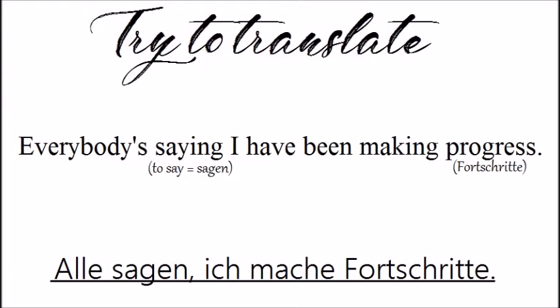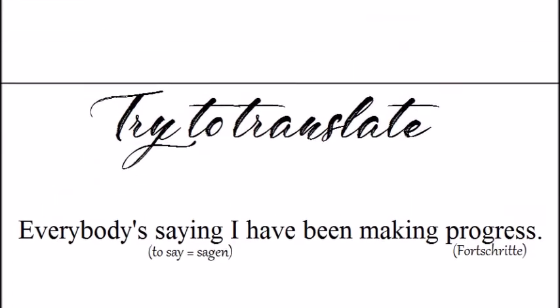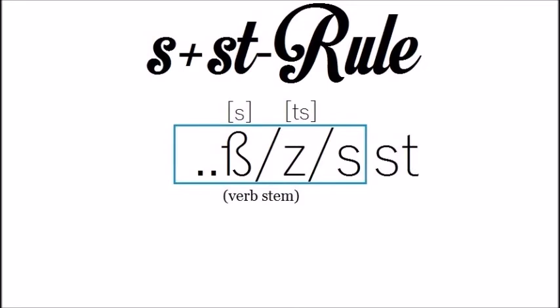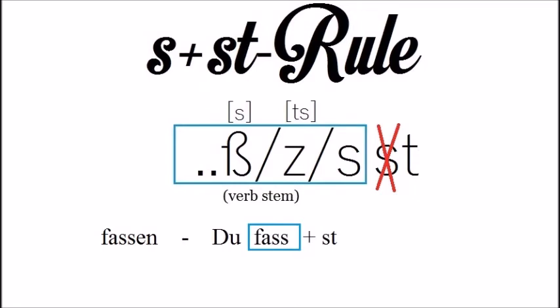Okay, that's the basic concept, but there are some more things you need to know. First, there is a rule for the st ending, that if the verb stem already ends in an s, then you don't write a second s. That is the case with the letters s, ss, ß and z, which all have an s sound. For example, fassen, to grab. The stem is fass, with an s at the end, so you simply add a t.